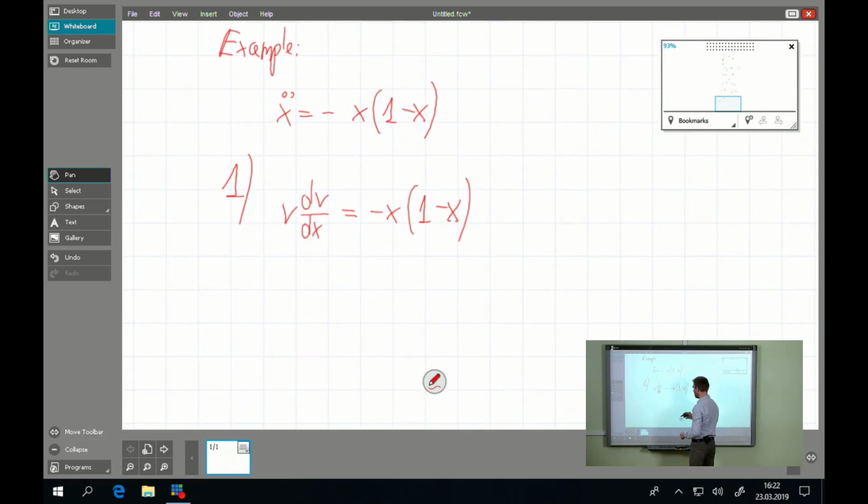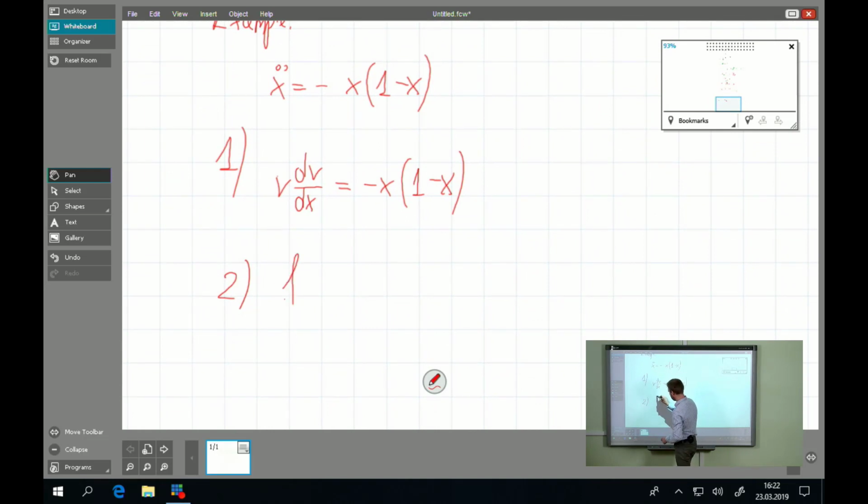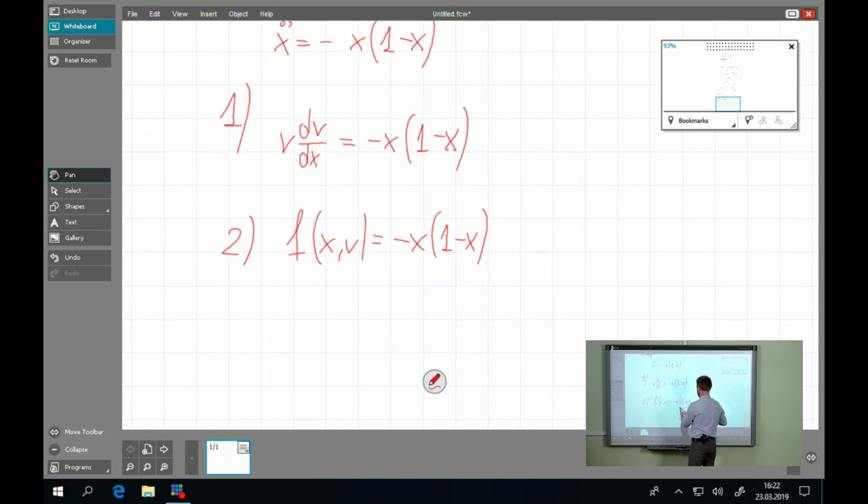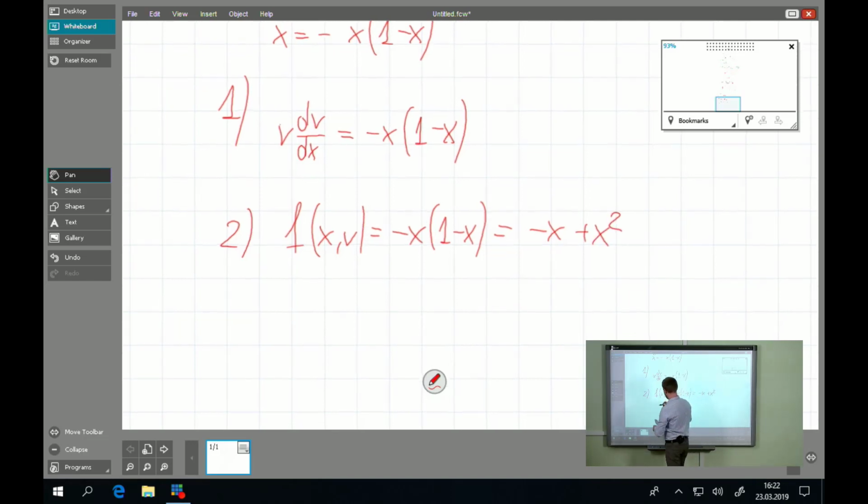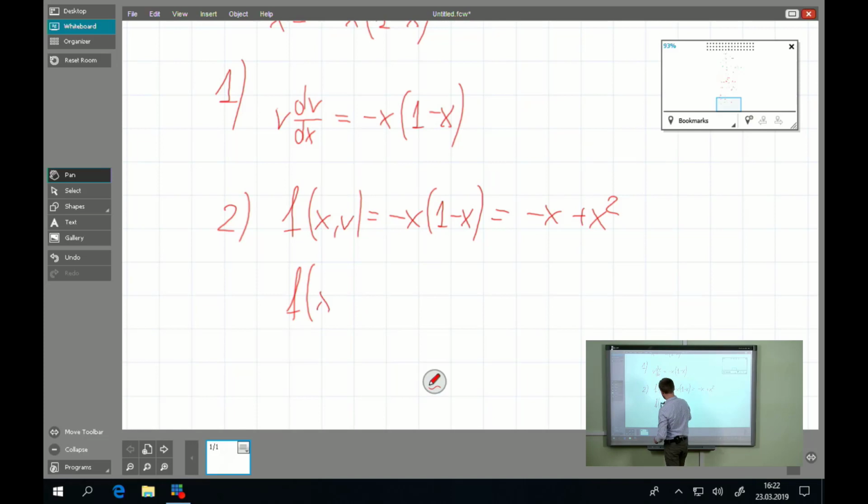We see such a thing. The next step will be connected with looking for the critical points. I mean, our left-hand side, xv, is exactly minus x times (1 minus x). In the next step, or maybe in another form, it will be minus x plus x squared. In the next step, we have to apply the condition for the critical points.